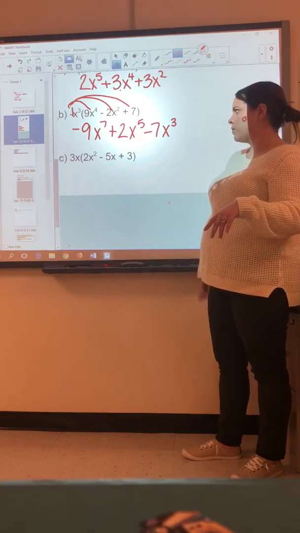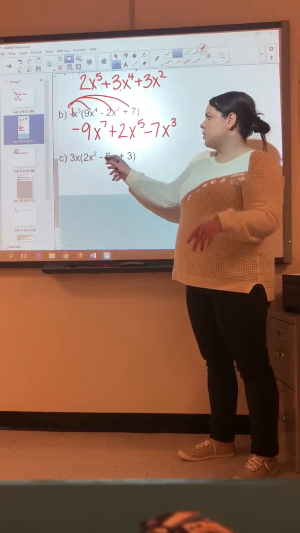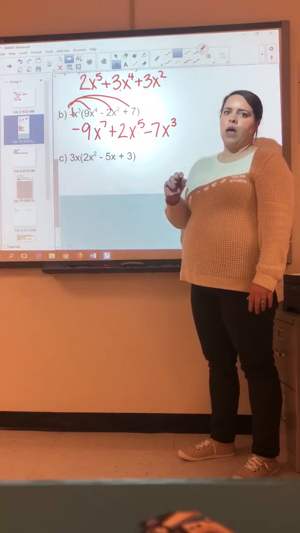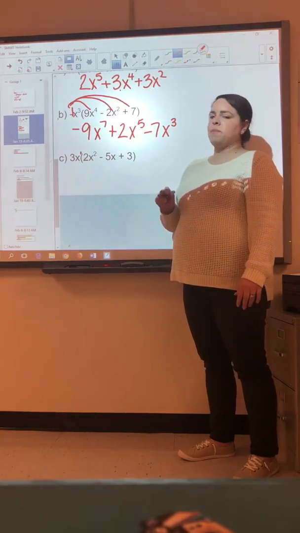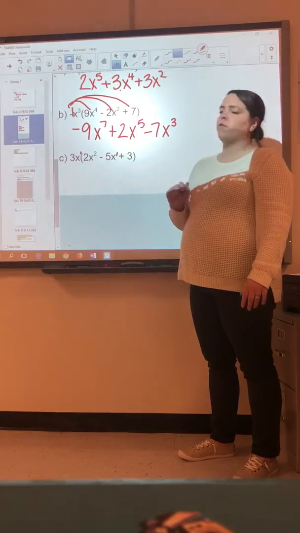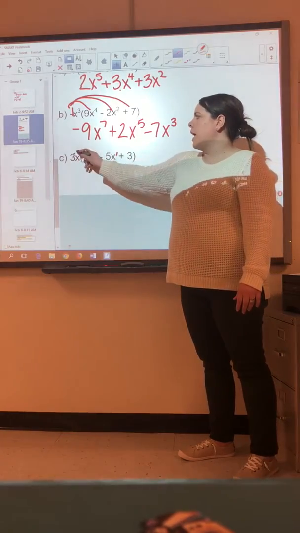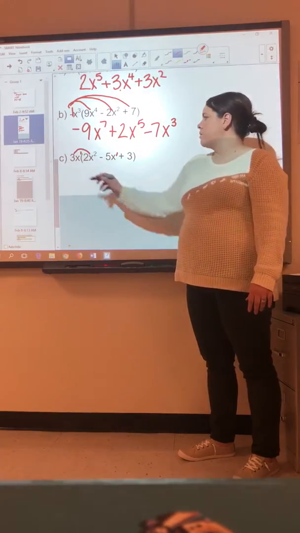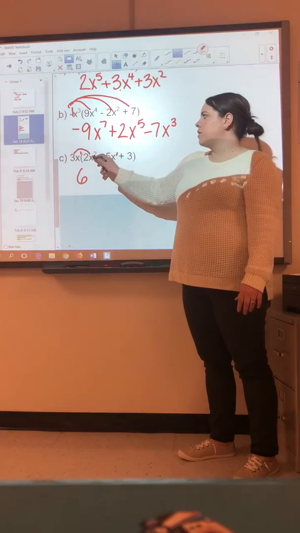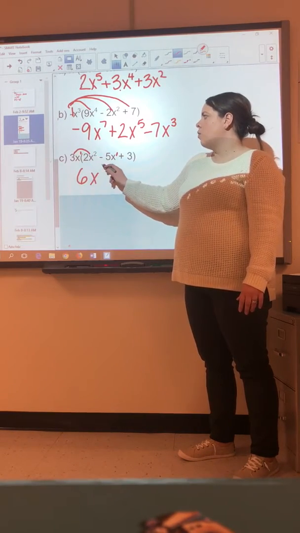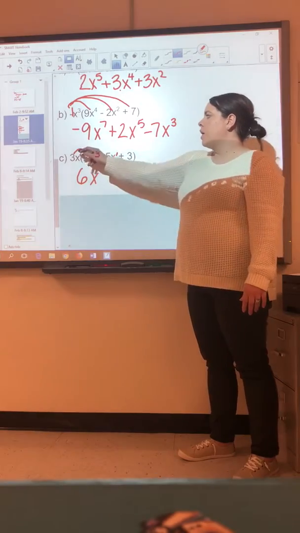All right, last one. 3x times 2x squared minus 5x plus 3. Now, this is like a 3x to the first power there, and this is like a 5x to the first power. So 3x times 2x squared, 3 times 2, that's 6. X to the first times x squared is x to the 1 plus 2, which is 3.